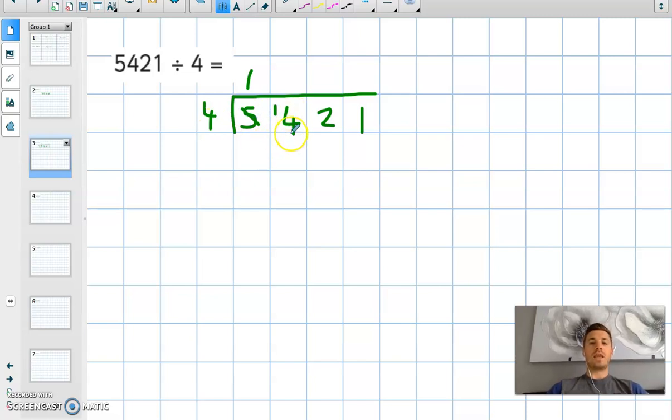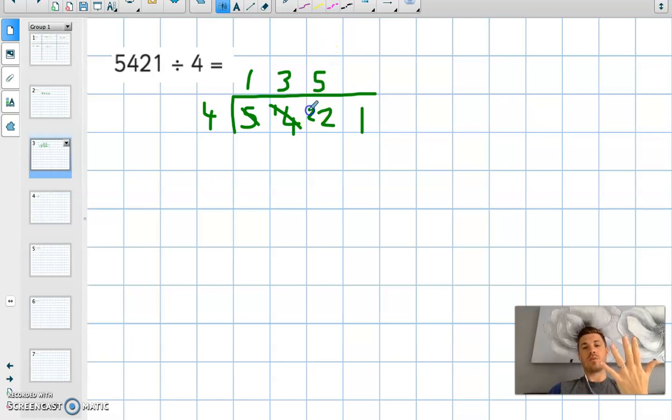How many 4s are in 14? Well, there's 4, 8, 12. So there's 3 4s. But we're left on 12, so we take that away from the 14 and we've got a remainder 2. So how many 4s are in 22? Well, there's 4, 8, 12, 16, 20. So there's 5 4s in 22. So we take 20 away from 22 and we're left with 2. So that's our remainder. And then we're left with 21. So how many 4s are in 21? Well, I know that there are 5, because 5 times 4 is 20. We take away the 20 from the 21, we're left with remainder 1.